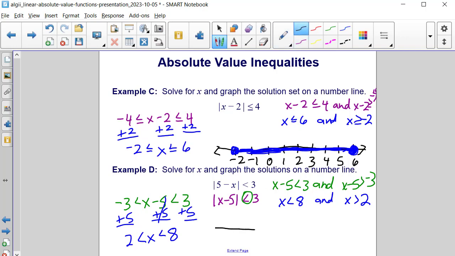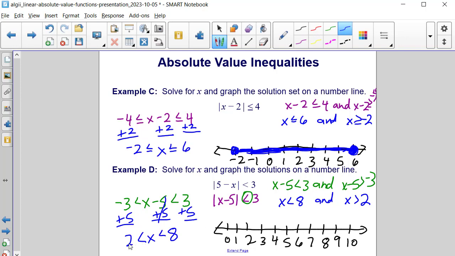So now let's graph this on a number line. So 0, 1, 2, 3, 4, 5, 6, 7, 8, 9, and 10. And now our two endpoints are 2, and it's an open circle because there is not an equal to sign. And 8 is our other side. And because it's an and statement, we're less than 8, so that's to the left of 8, and we're greater than 2, so that's to the right of 2. So we just fill in the section in between them.